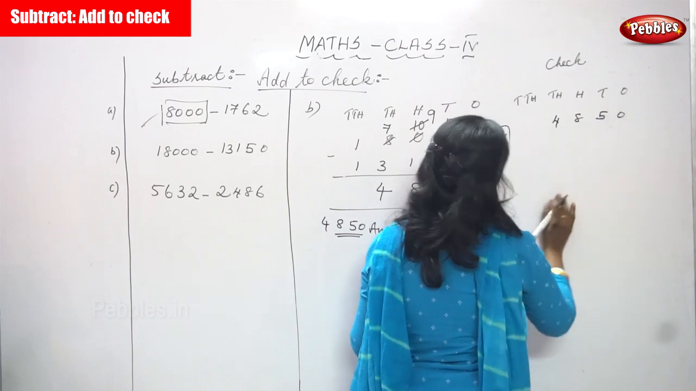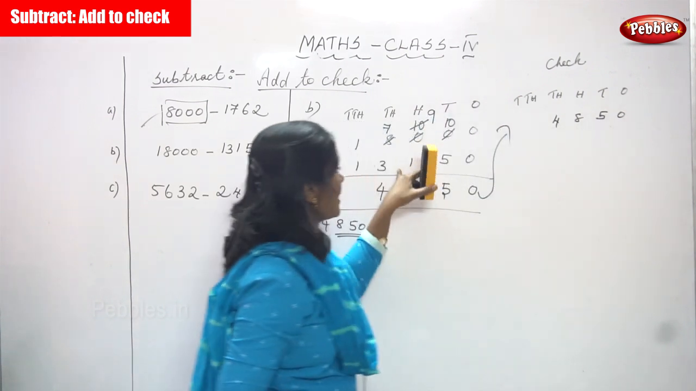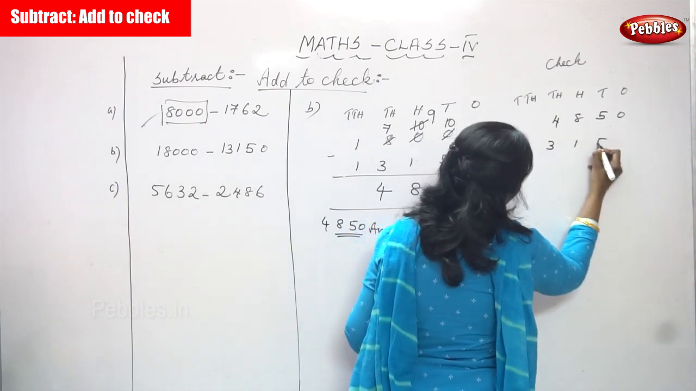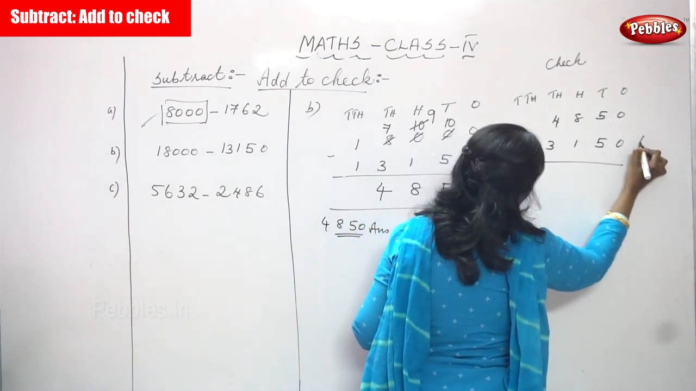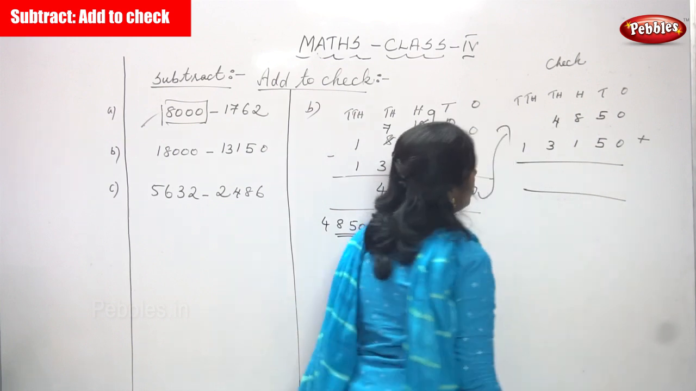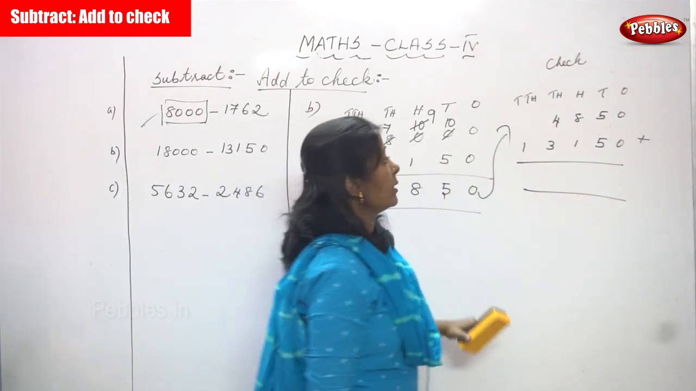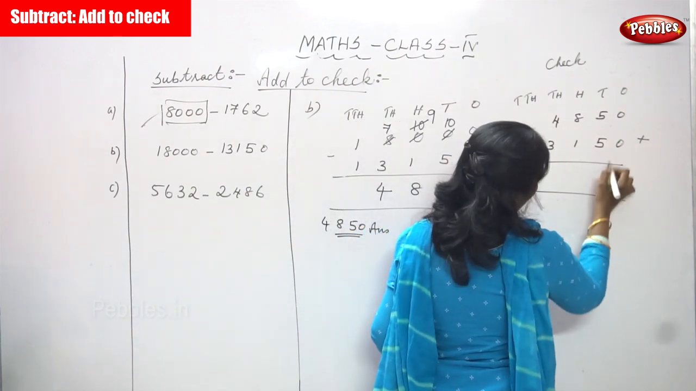4850, the answer is written, and also the second number. So that is 13150. So that is the answer as well as the second number are written. Now you just add both numbers.